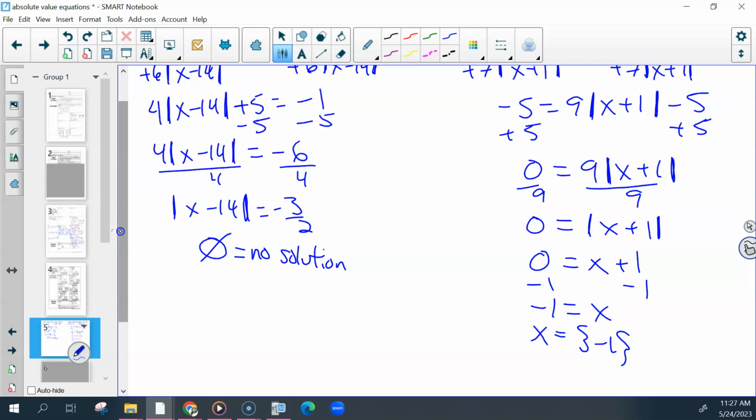So really with all absolute value equations, you're either going to get 2 answers because of the positive and negative, 1 answer because it got set equal to 0, or no solution. What questions do we have on that?